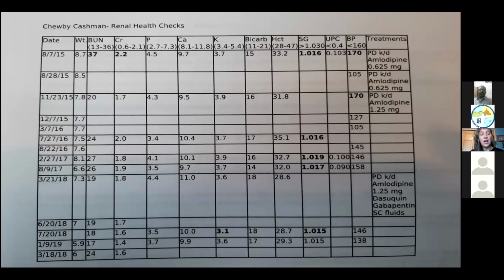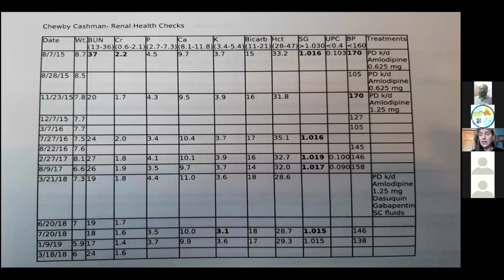In March of 2018, he was started on a joint supplement and pain medication to help with some arthritis that he had. He was developing dry stools, and he needed to start getting some sub-Q fluids, which his owner gave him on an as-needed basis. So she would monitor the dryness of his stool and also his appetite. Sometimes if he just wasn't eating as well, she would give him some sub-Q fluids, and that would help him.